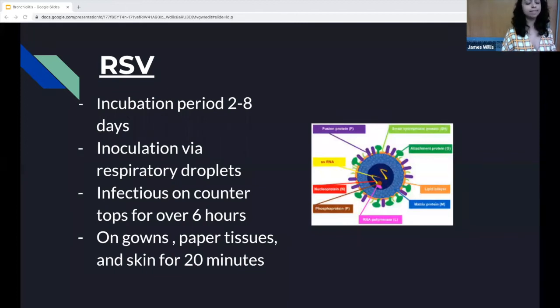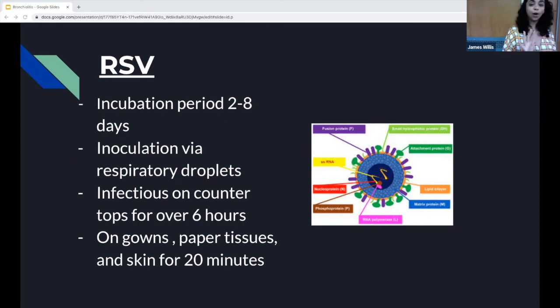RSV alone accounts for about 80% of all bronchiolitis cases in the US. Its incubation is around 2 to 8 days. It's a single-stranded RNA virus. There are generally 2 subtypes that present in outbreaks. Its inoculation occurs with respiratory droplets, and it can remain infectious on countertops for over 6 hours. Direct contact is actually the most common route, but it can survive several hours on hands and fomites.